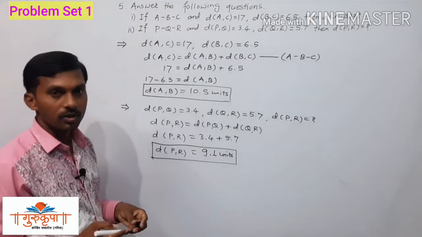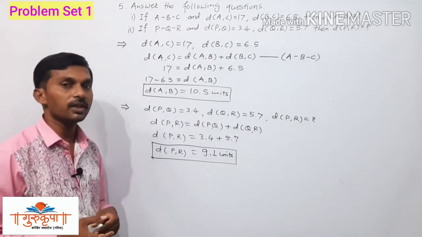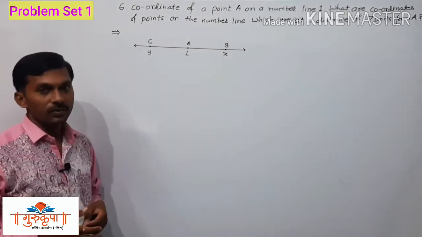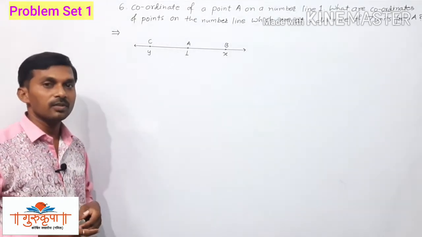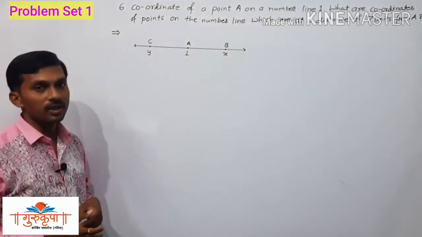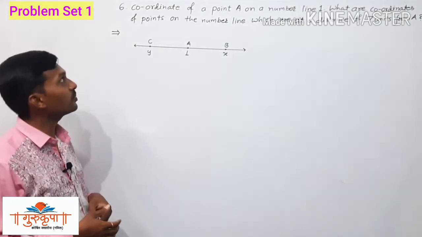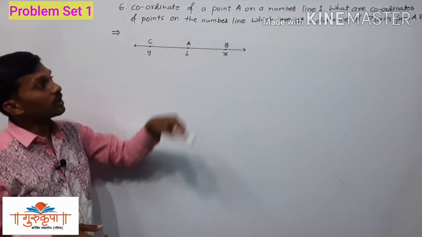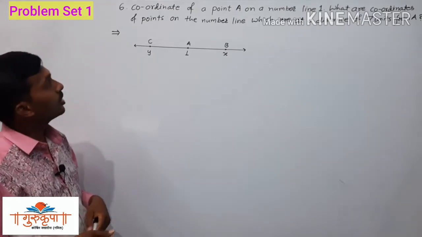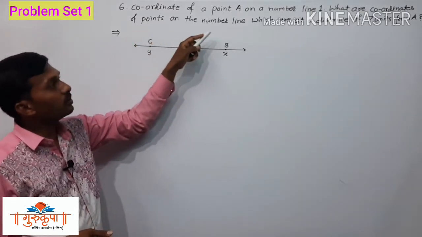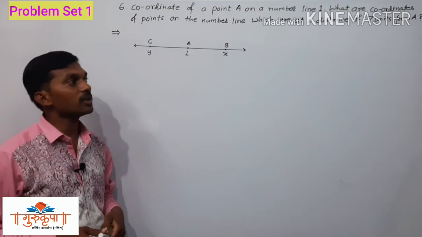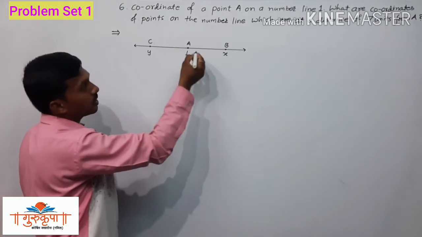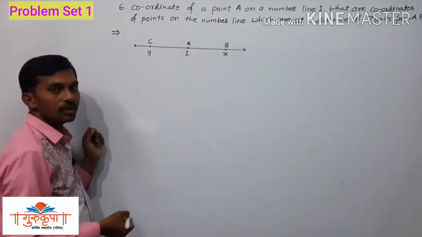Now we will take the question number 6 from the problem set 1, which is same as that of the example number 4. The same question we studied, that is example number 4 from this problem set, and this is the 6th one. Coordinate of a point A on number line is given 1. What are the coordinates of points on the number line which are at a distance of 7 units from A? We have a point A that is on the number line. The coordinate of that point is 1.